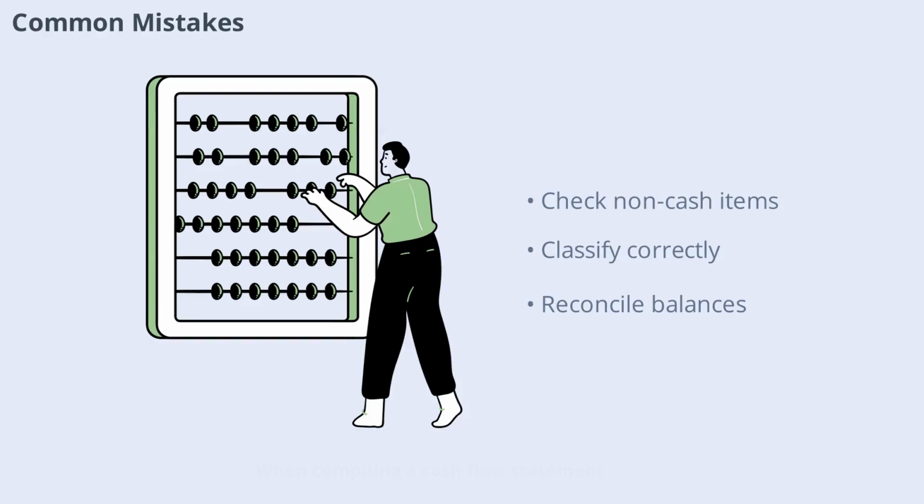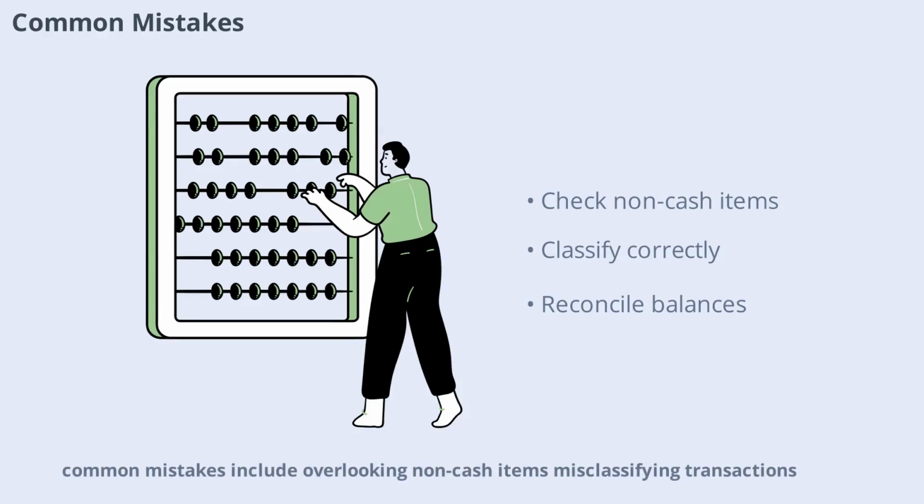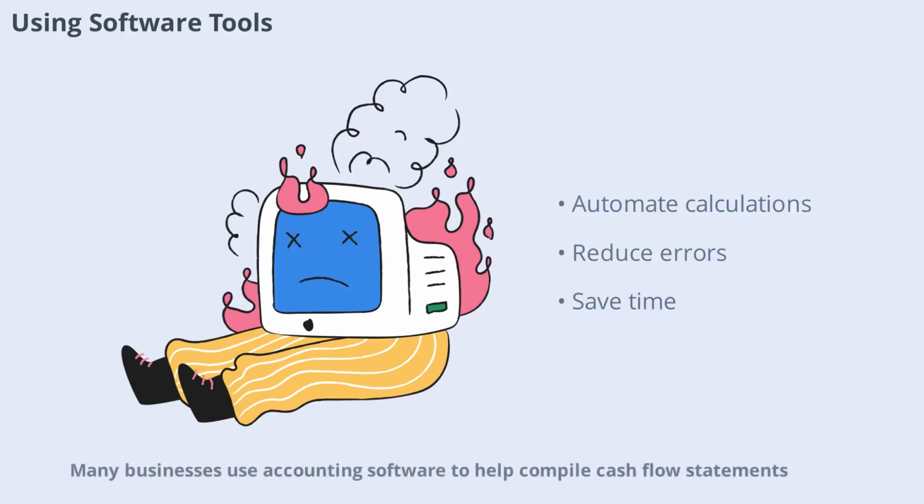In compiling a cash flow statement, common mistakes include overlooking non-cash items, misclassifying transactions, or failing to reconcile balances. Avoid these errors by carefully reviewing your data and following a systematic approach. Accurate statements are the foundation of sound financial management. Many businesses use accounting software to help compile cash flow statements.